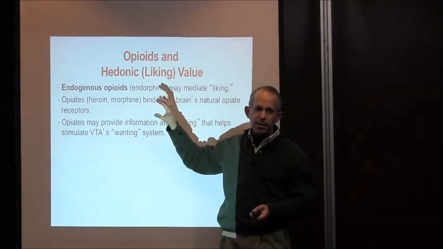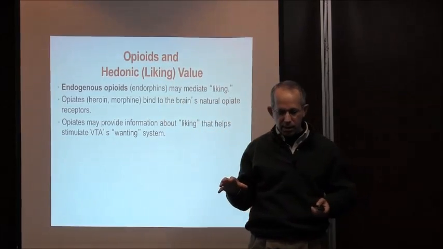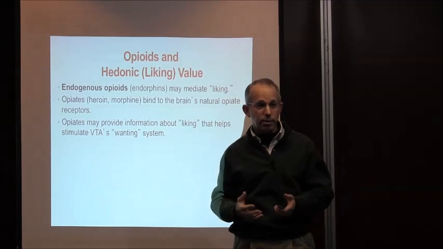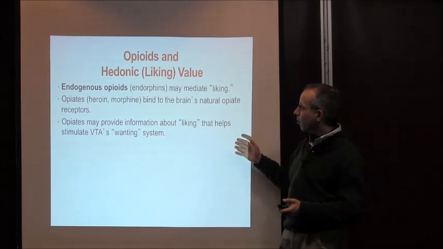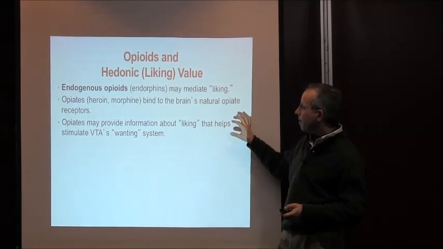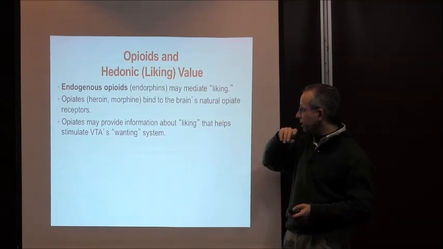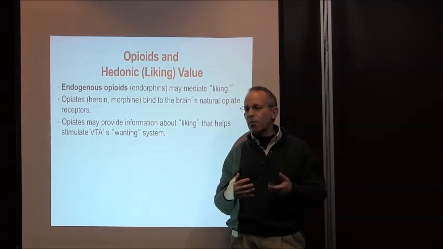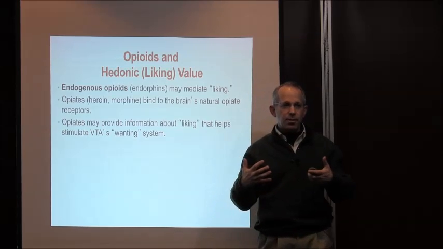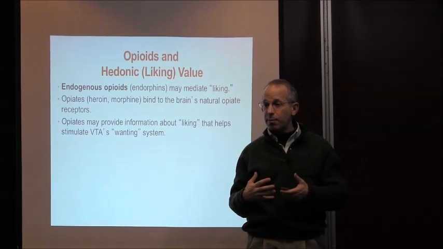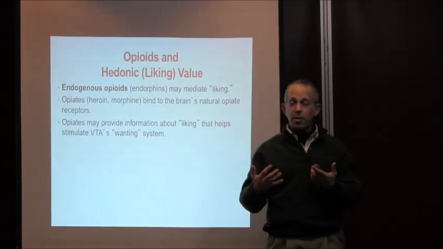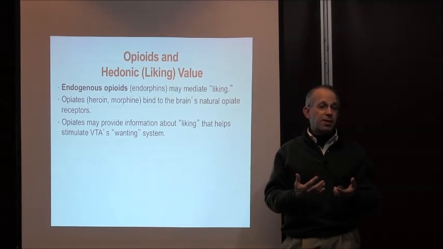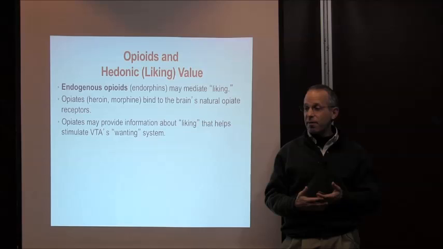Another aspect of the reinforcement pathways are the endogenous opioids, like endorphin, which are similar to heroin or morphine, and they bind to the brain's natural opiates. And it's been suggested that these opiates provide information about liking. One of the things that's come out of the studies of the neural substrates of operant conditioning is the idea that there may be things that we like, and that's sort of separate from the things that we want. And it provides an interesting insight.